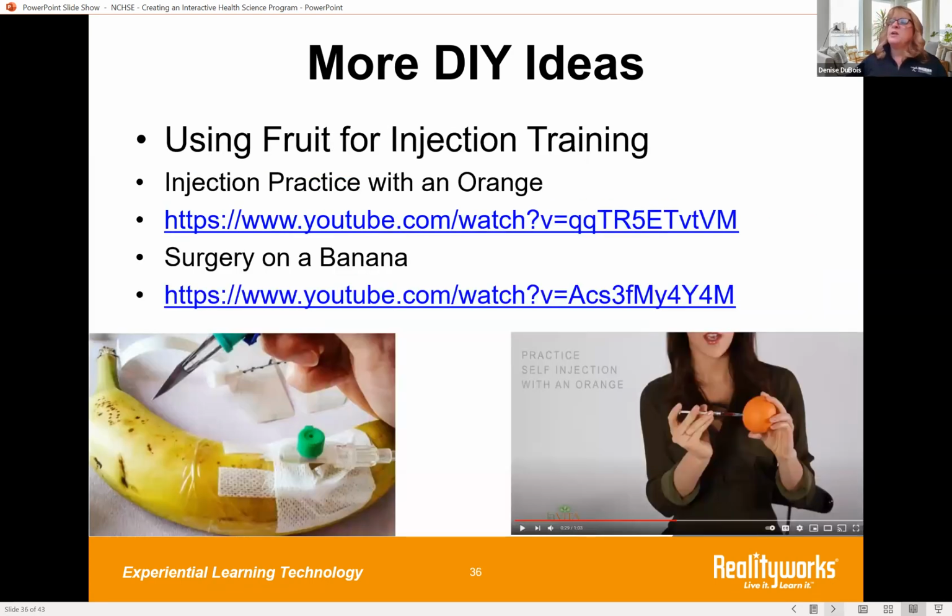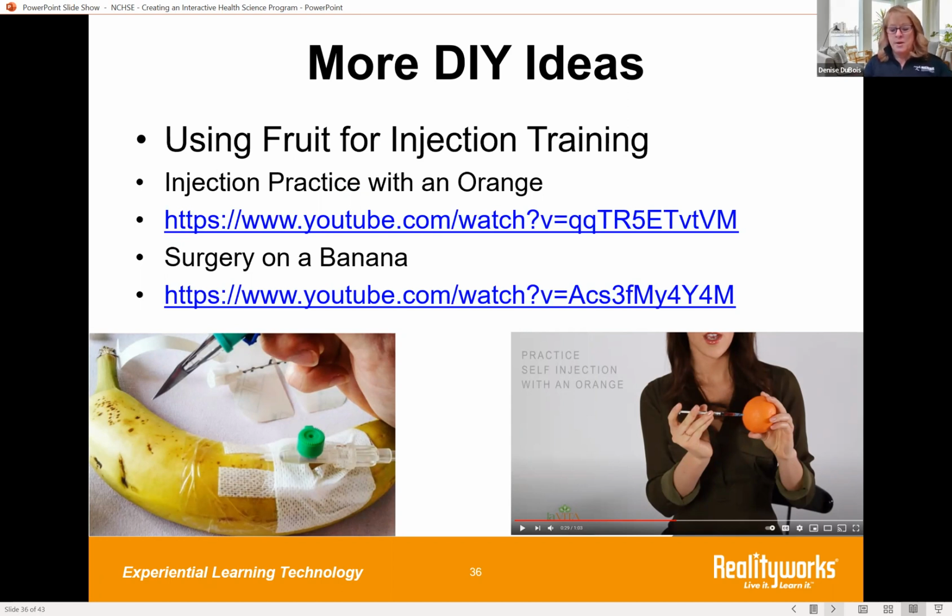Here's one that we saw more often during COVID. It's using fruit for injection training. We've seen this done with many different types of fruit. I just happened to find a couple of YouTube videos, one using an orange, the other using a banana.